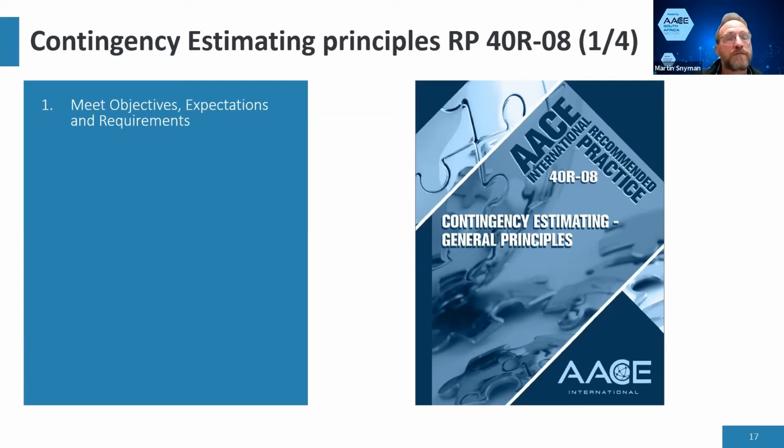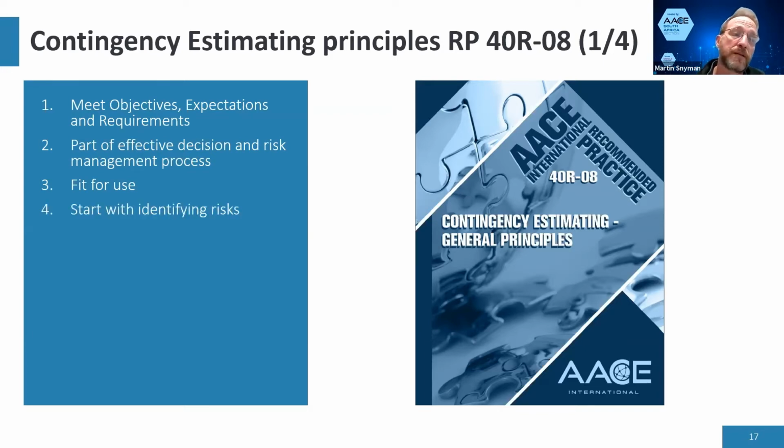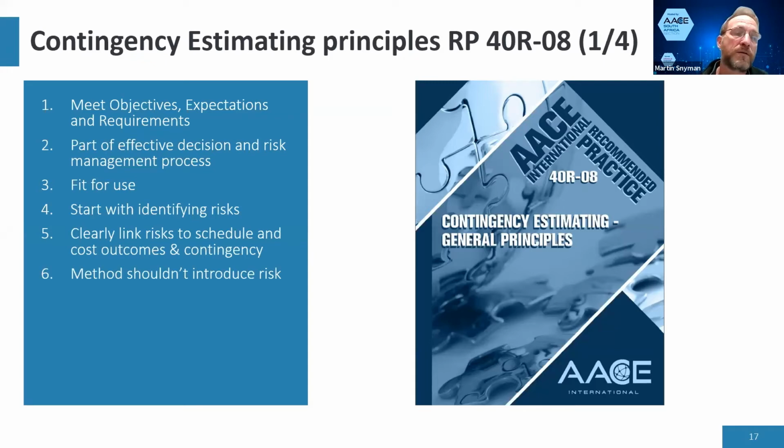So there's a couple of principles. First one is you must meet the objectives, expectations, and requirements for which you are doing the contingency estimation. It needs to form part of a decision-making process. Basically, if it's just going to end up in file 13, there's no point in doing it. It must be fit for use. Some techniques are better suited in certain cases than others. It must start with identifying the risks. You must be able to clearly link your risks to the schedule and cost outcomes and to the contingency. There's a whole story behind that we're going to get into.